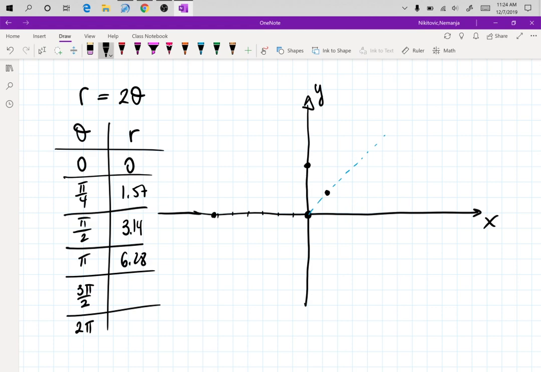And if you connect these dots, you see that the graph goes here, then up there, and up there. It's going to go like that, and it's going to create a spiral that is going to go around. So this is a spiral. So now you know the mathematical equation for a spiral.